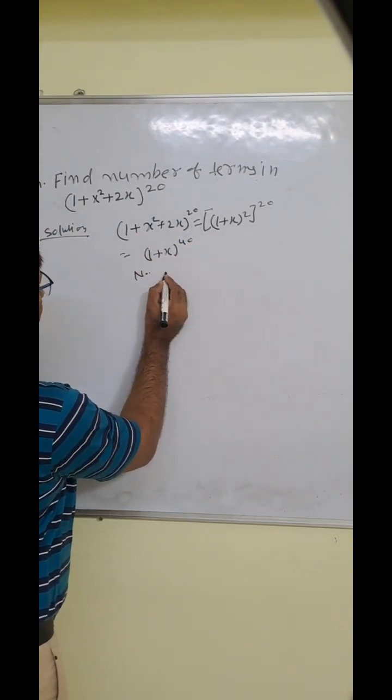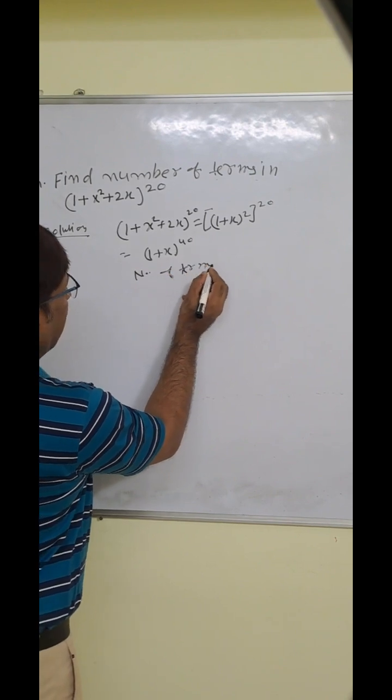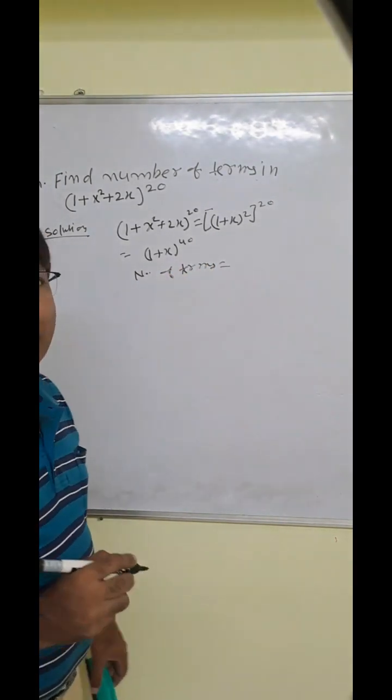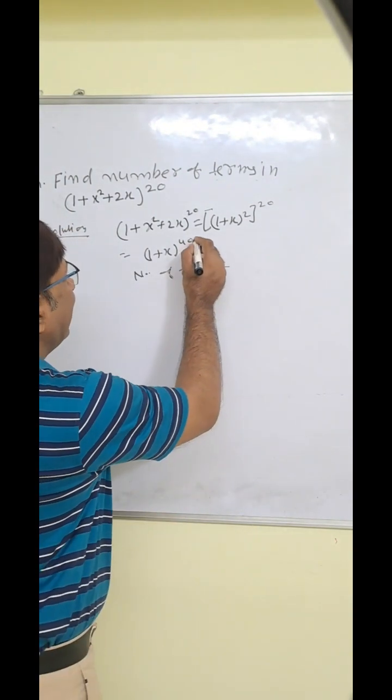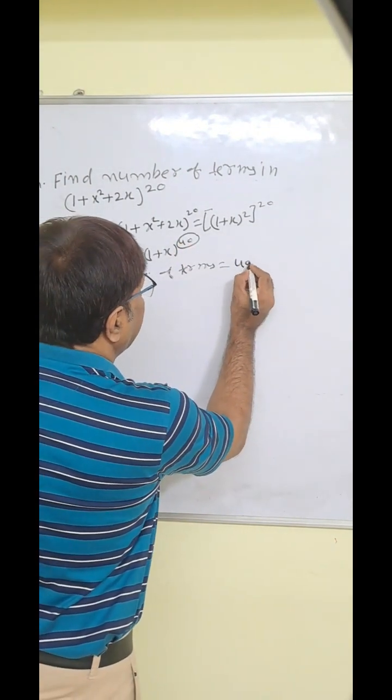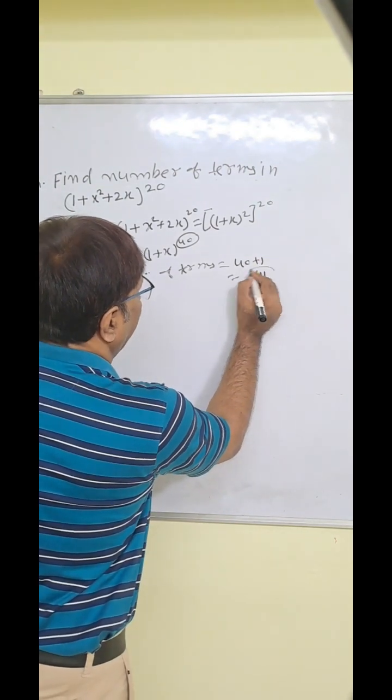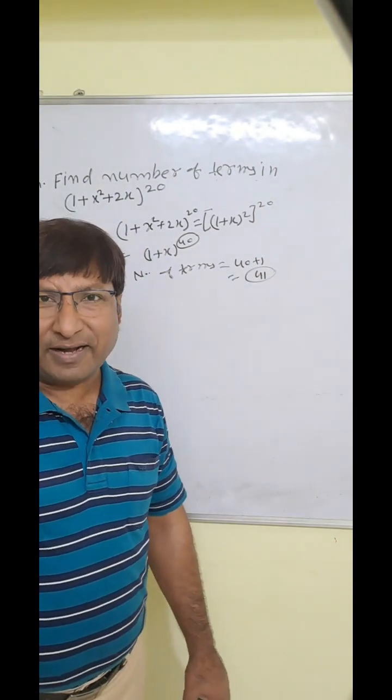So we know number of terms in (a + b)^n is n + 1. So here n is 40. So our correct answer will be 41. So 41 is our right answer.